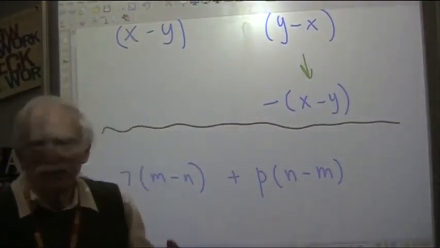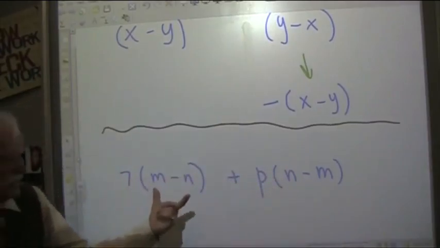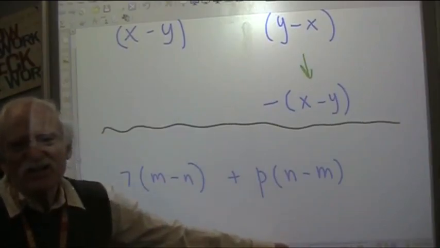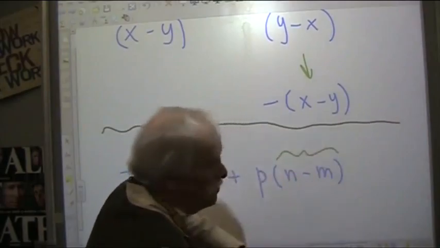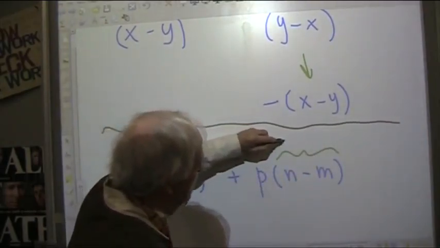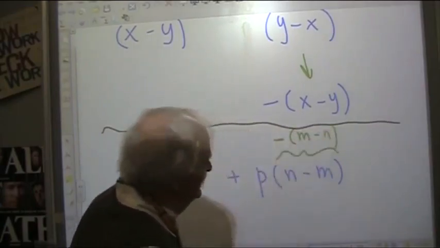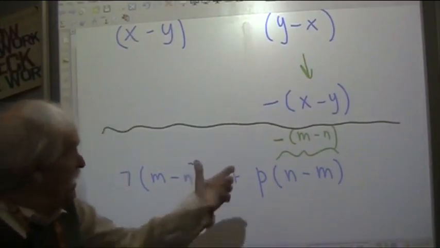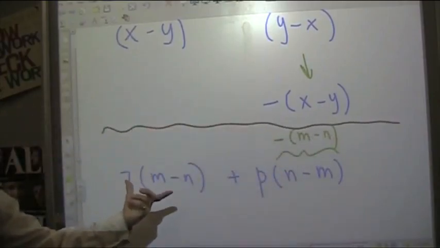Okay, ladies. Do we see any relationship between these two groupings in parentheses? They're opposites. So that means I can replace this by minus of m minus n, right? So now I've got an m minus n here and an m minus n here.